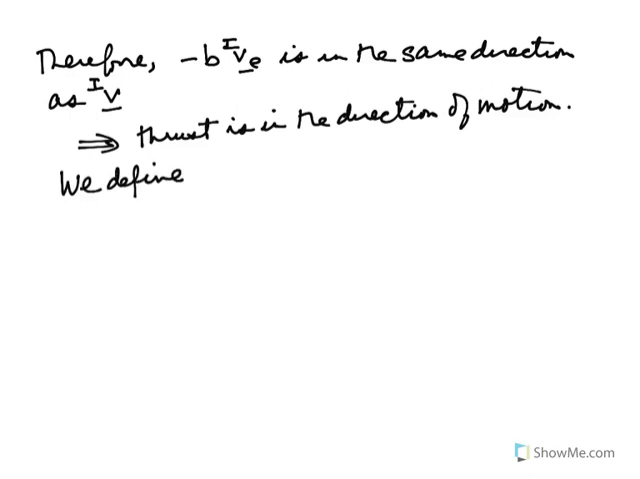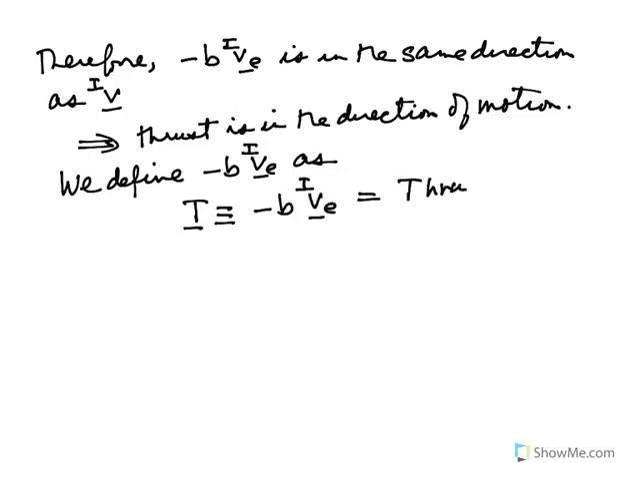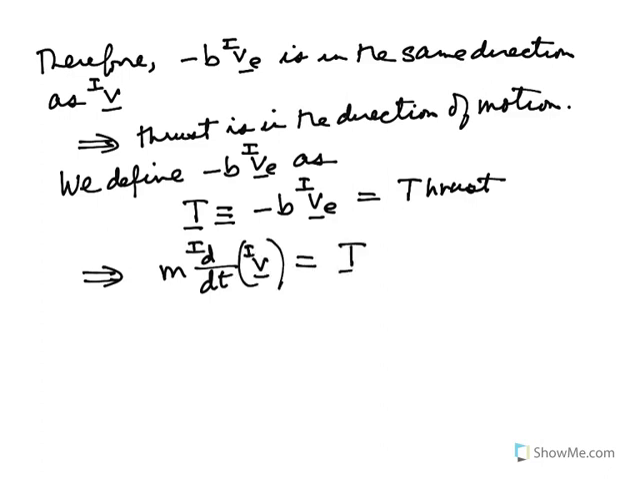So we define T to be minus B times VE in I, which is equal to the thrust. And as a result, we wind up with M times d dt in I of VI equals the thrust plus whatever other force is acting on the body. So that's the differential equation of motion.